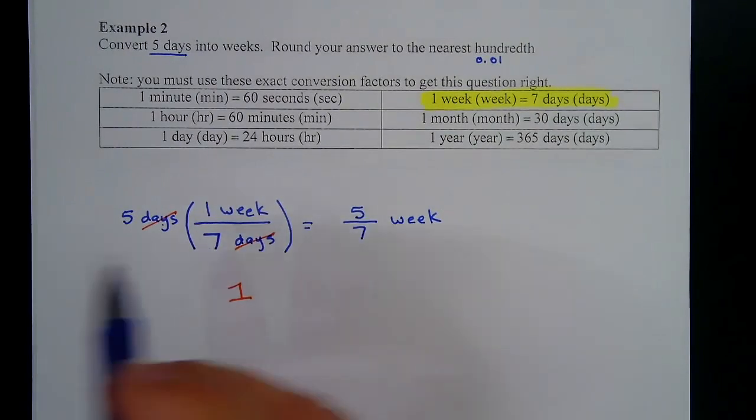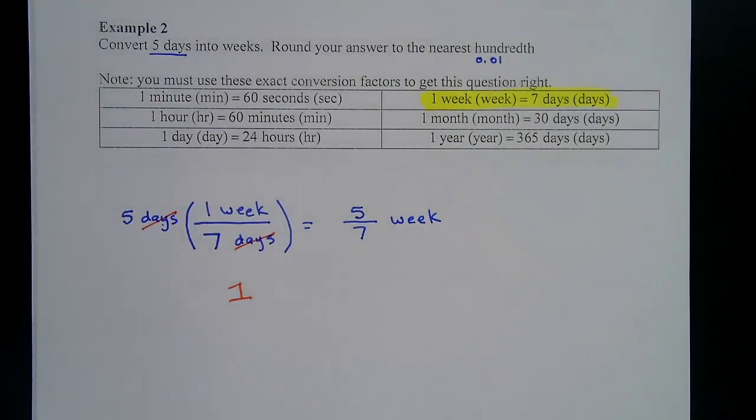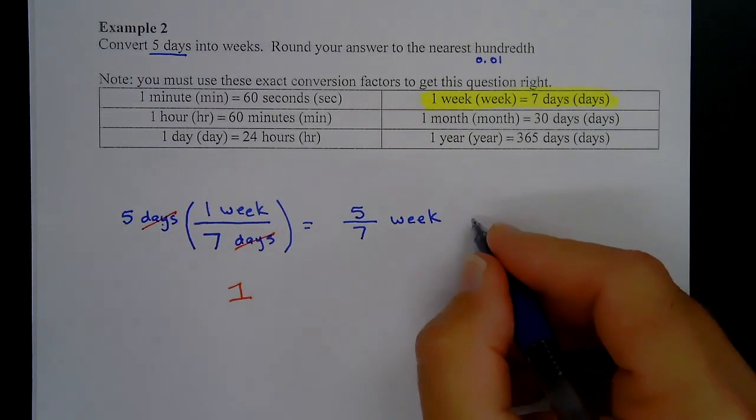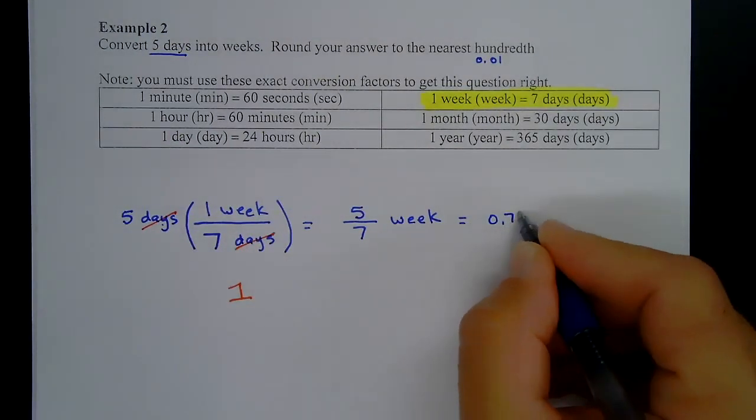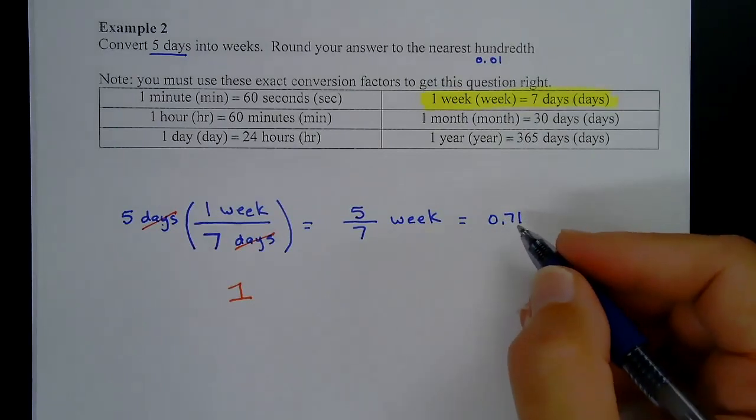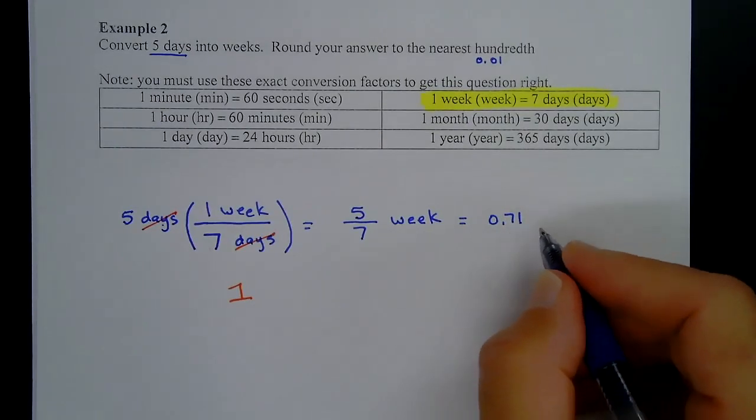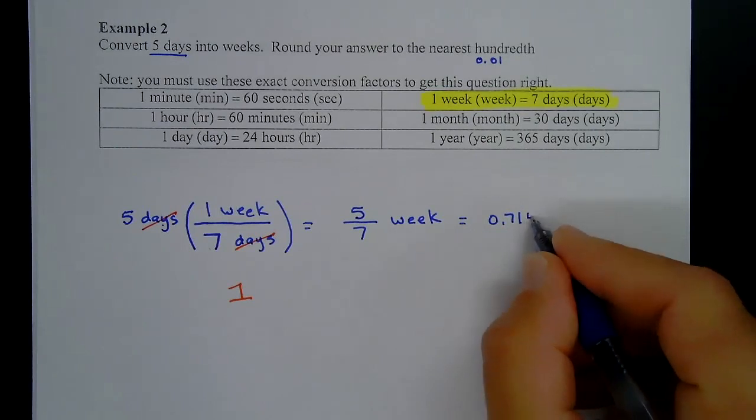So what's 5 over 7? Well, again, you grab a calculator, 5 divided by 7, and you get 0.714. I'm going to put everything on my calculator. Everything I'm seeing on my calculator, 0.71428.